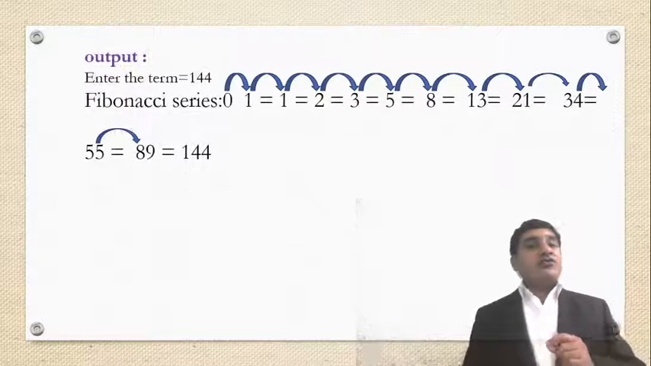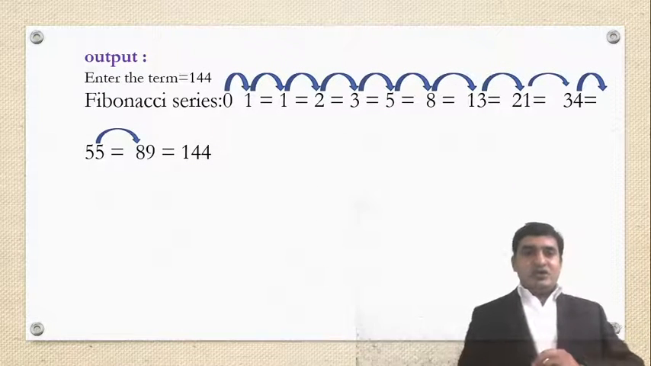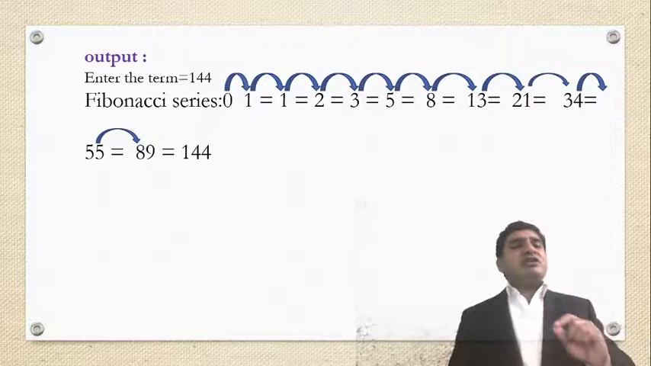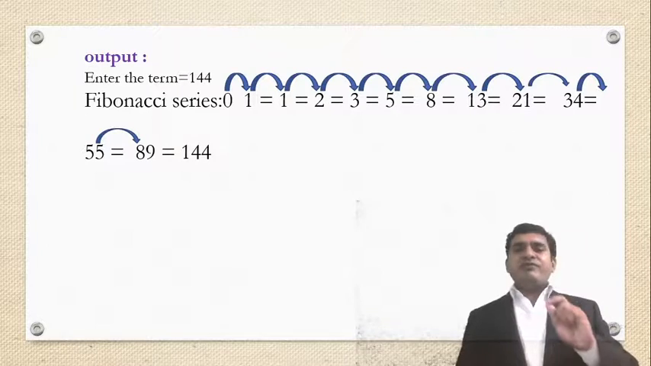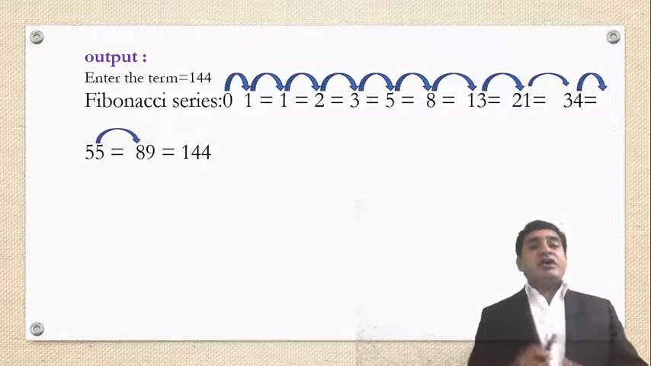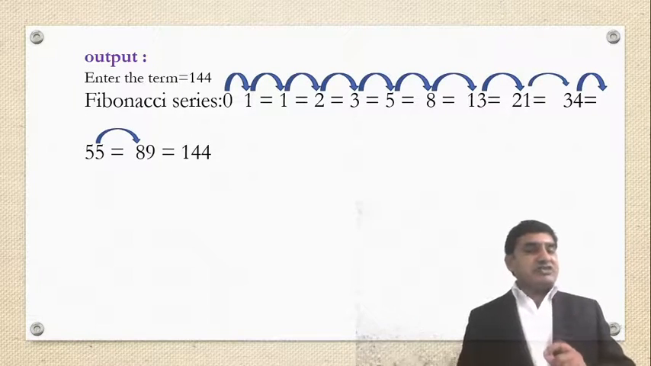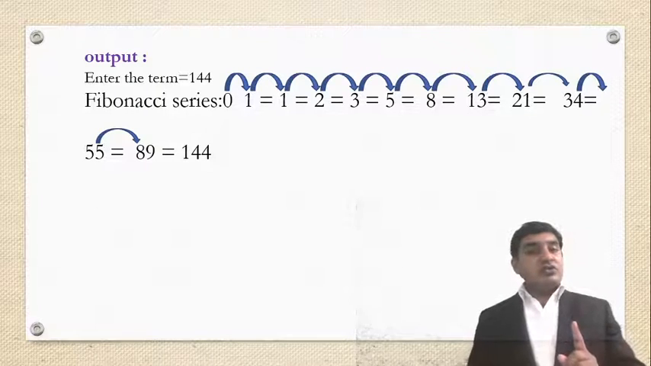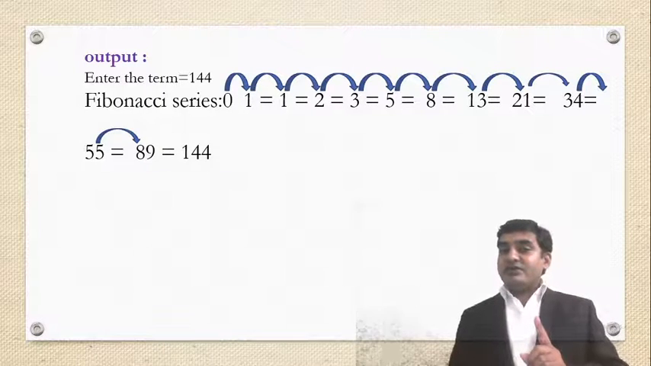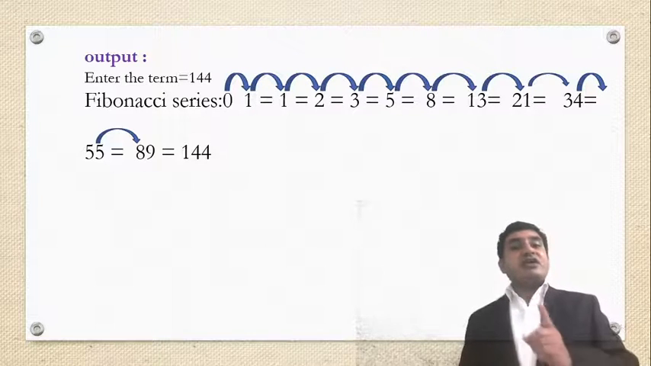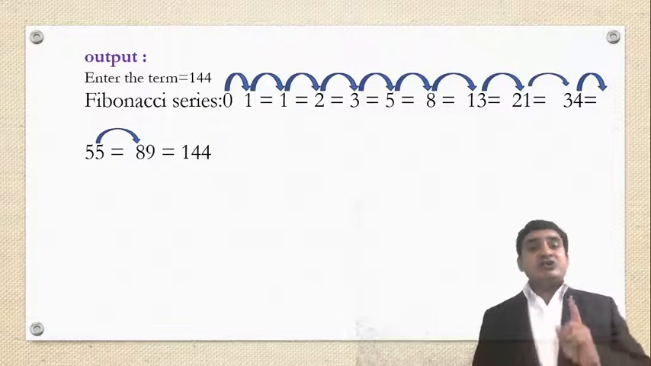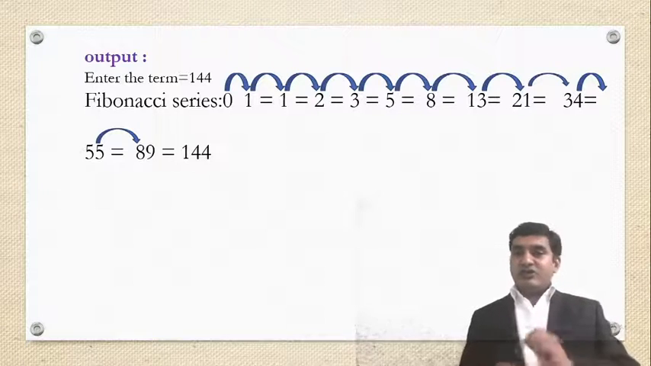Now we have to see the output. Enter the last term. If we consider the last term as 145, the Fibonacci series: the first term is 0, the second term is 1. The first term is added to the second term, so we get the third term: 0 plus 1 is equal to 1.